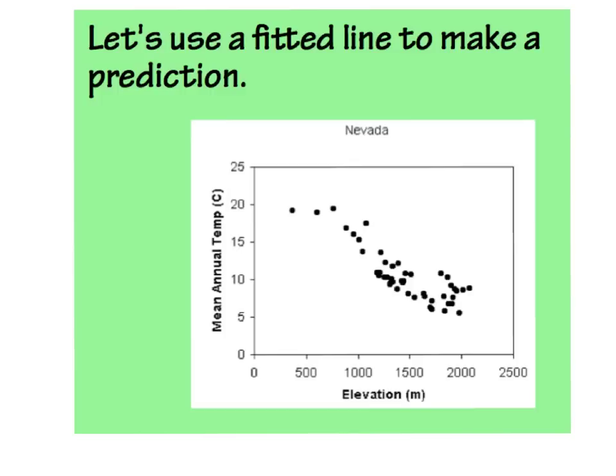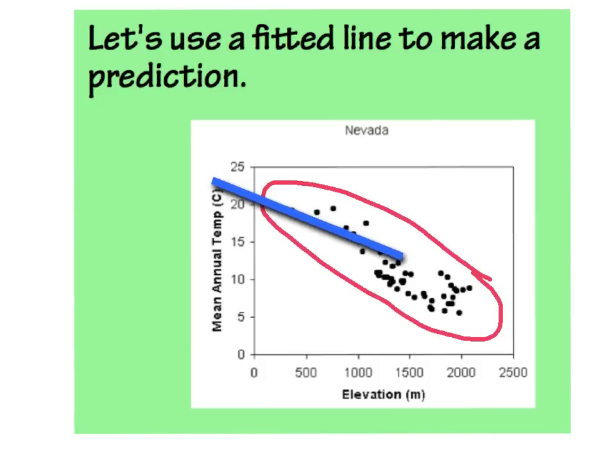Okay, ladies and gentlemen, we're going to take a look at a new scatter plot. This scatter plot is about the mean annual temperature in Celsius in Nevada based on the elevation in meters. Remember, our first step is going to be to draw a circle around the data points. So there we go, and hopefully you did that along with me on your scatter plot. Our next step will be to use a ruler to draw a straight line, so about half of our data points are above the line and half are below the line. So we're going to go ahead and do that. Remember, we want to make our line so that it will be across our whole graph.